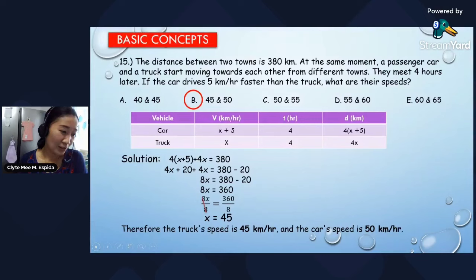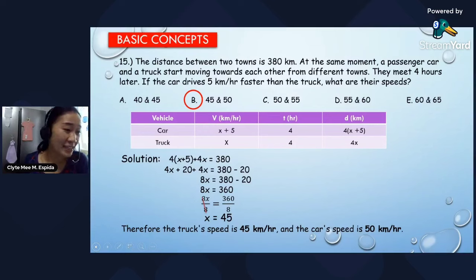Dito sa problem na to, you could use guess and check. Kasi all choices are possible answers. So, guess and check tayo. Sabi kanina sa problem, the two vehicles is 380 kilometers apart. They start moving. After 4 hours, they meet. Now, how are we going to solve for the answer without using the velocity, time, distance?